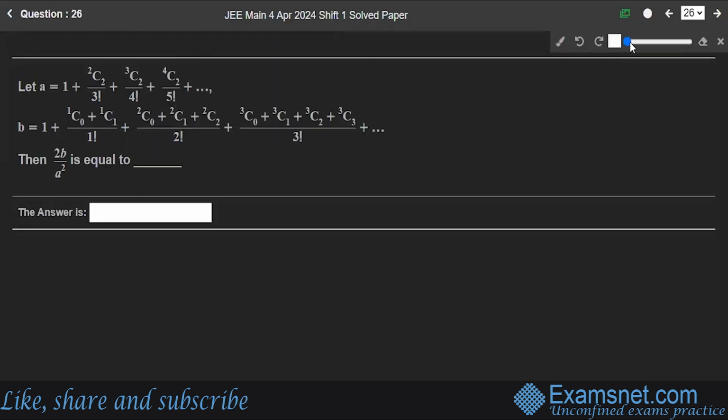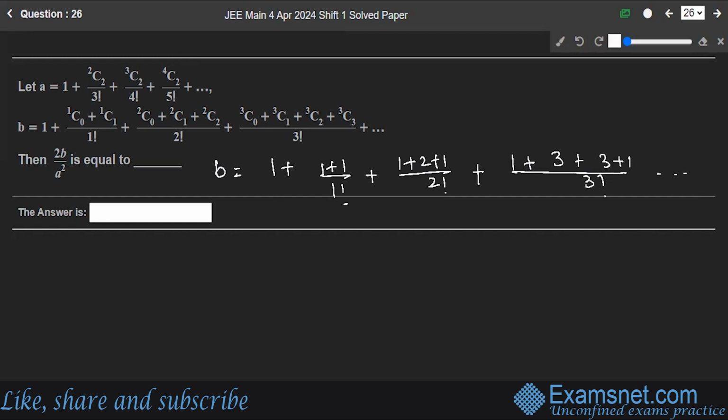Question number 26. Let A be given by this and B be given by this. You have to find out B upon A square equal. So let's explore B a bit. B can be written as 1 plus 1 upon 1 factorial, plus 1 upon 2 factorial, plus 1 upon 3 factorial, and so on.